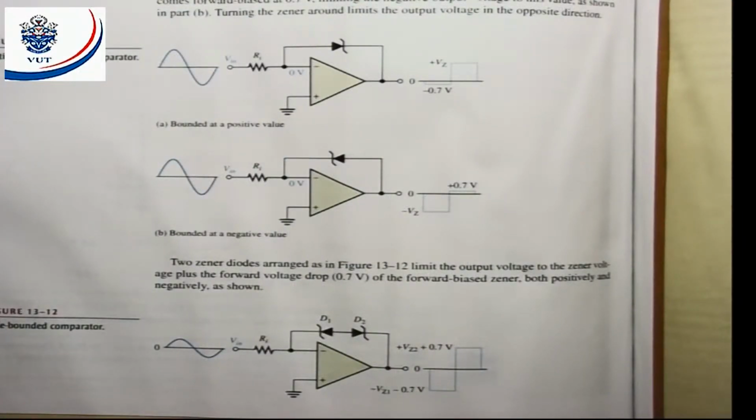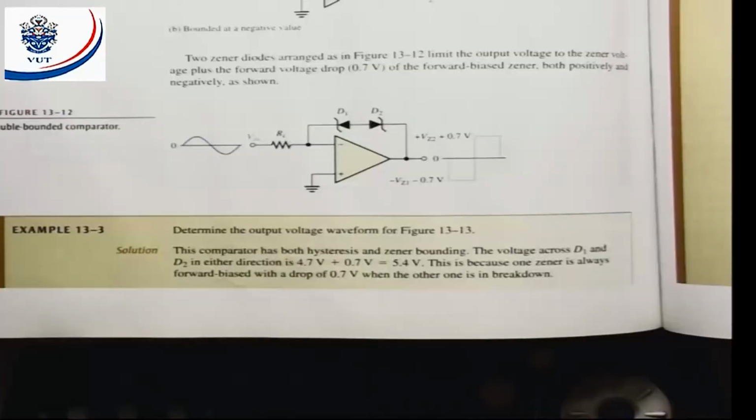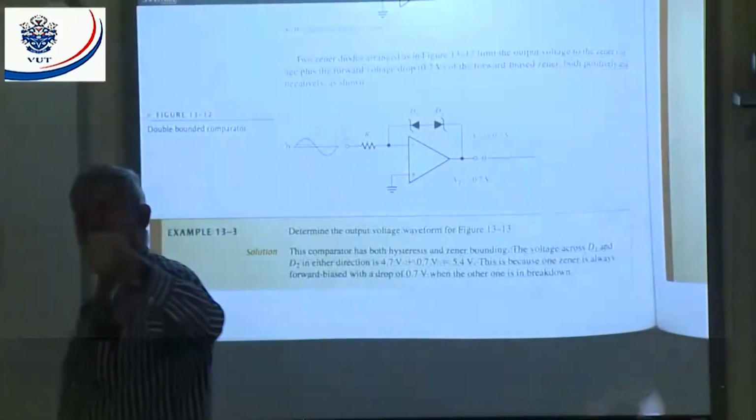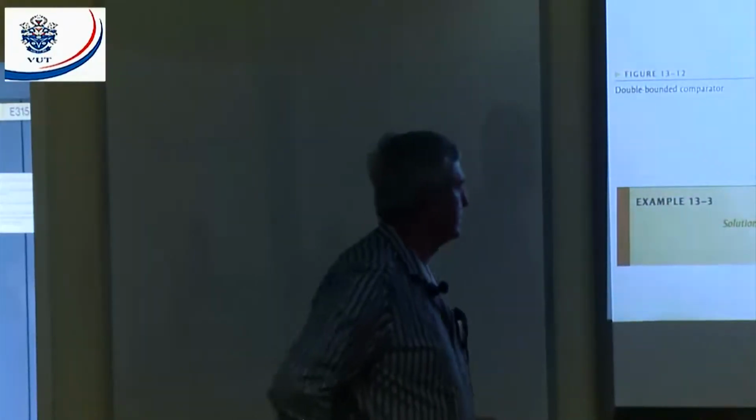All right, the last one. In this case, we got two Zener diodes back to back, all right? That means the one Zener diode will be forward biased, the other one will be reverse biased, and vice versa, all right? Let's consider positive cycle.